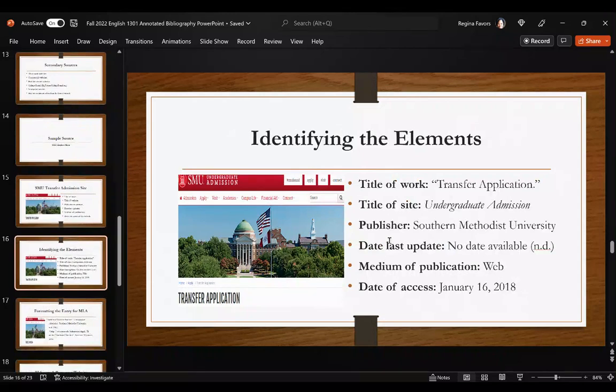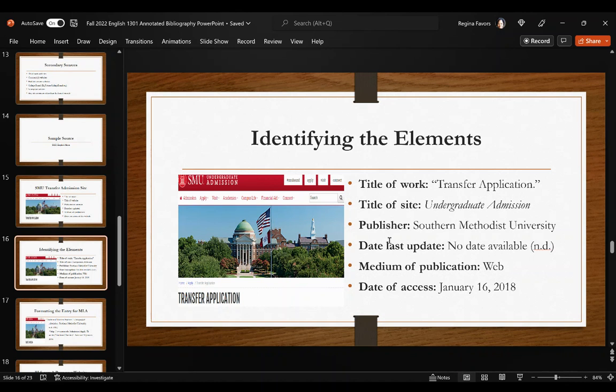Using the same screenshot here, the title of work would be transfer application, because after so many clicks and search opportunities, I finally landed on the transfer application webpage. So then you would format that in quotation marks because that's your title of work. Then the title of the website is undergraduate admission, meaning that undergraduate admission is a website under the larger smu.edu website. Of course, the publisher will be Southern Methodist University.